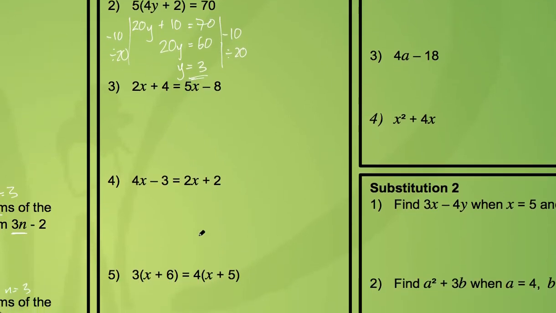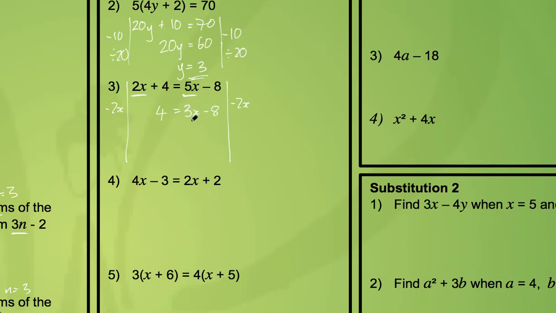So what I want to do here, I've got x's on this side and on this side. I need to look for the smallest amount of x's, which is 2x, and take them away from both sides. That's my first step. That leaves me with no x's at all on this side, just the 4 left over. 5x take away 2x is 3x minus 8.